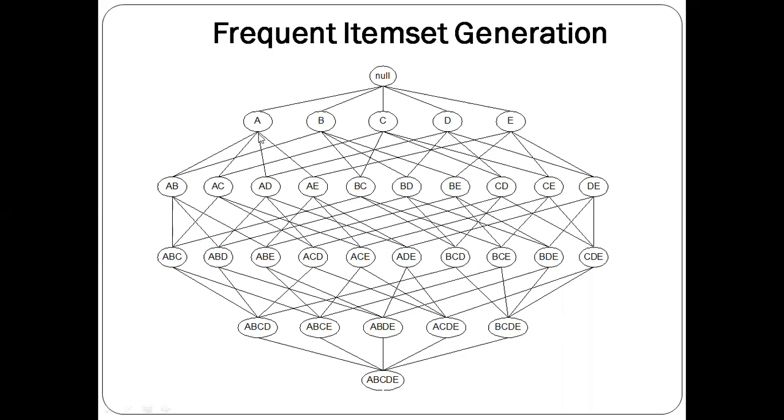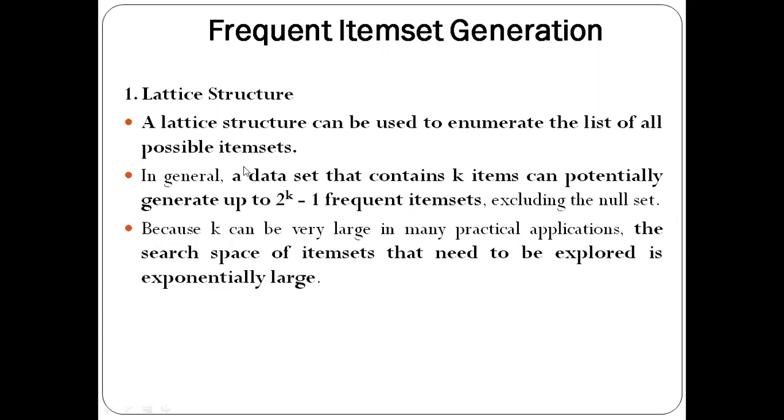Okay, if you consider the 5 items A, B, C, D, E, then the total number of frequent item sets generated in this method, including single items, 2 items, 3 items, 4 items, and 5 items, will be equal to 31 frequent item sets. So if you have a large number of items in your transaction data set, then the number of frequent item sets generated is also going to increase. Okay, so that is the disadvantage of using this lattice structure method. So this is the first method.